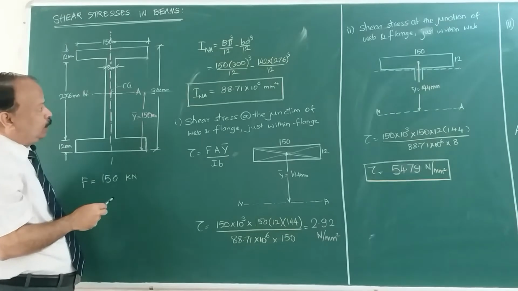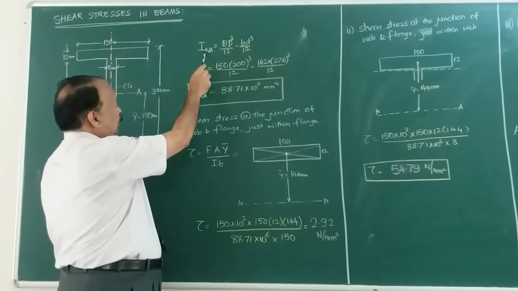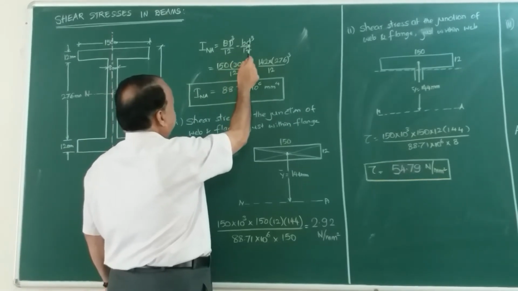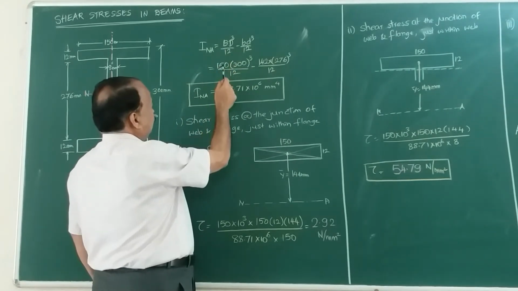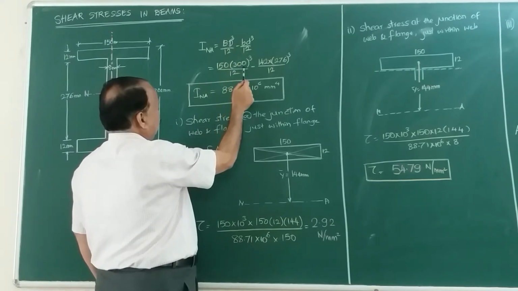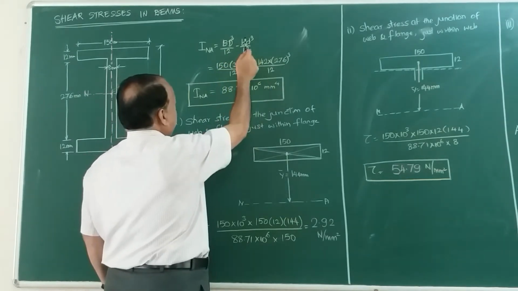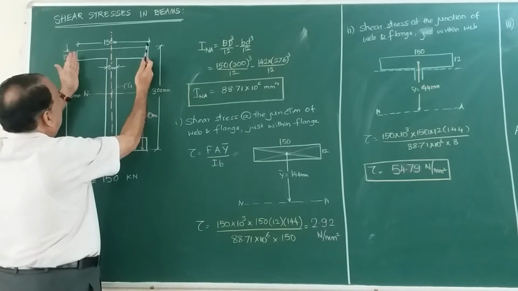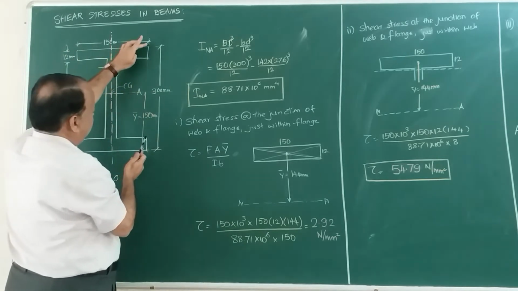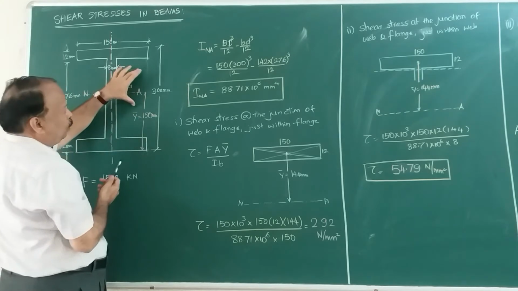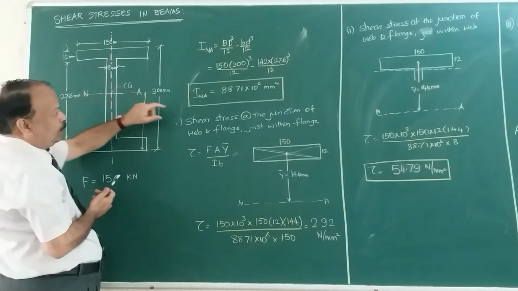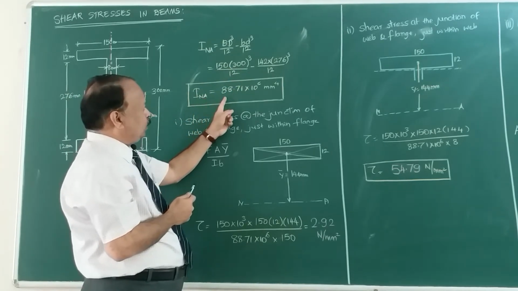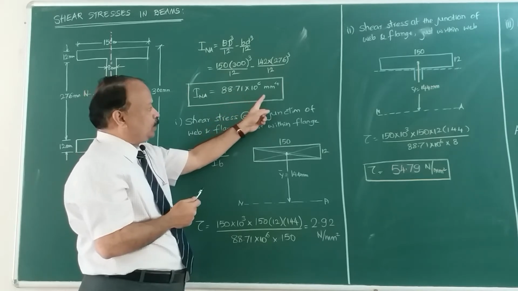So let us proceed. We can calculate moment of inertia about neutral axis with this formula: BD cube by 12 minus bd cube by 12, where capital B is 150, capital D is 300, and small b is 142 and small d is 276. That is, here it is 150 minus 8 will be 142. Then 300 minus 24 will be 276, the height of the web. So calculating these, we get I about neutral axis equal to 88.71 into 10 raised to 6 millimeter raised to 4.